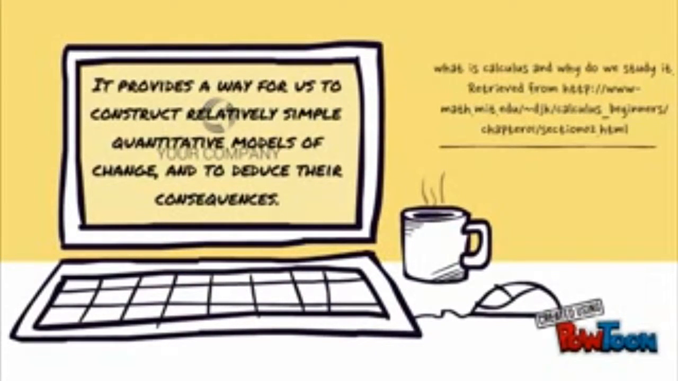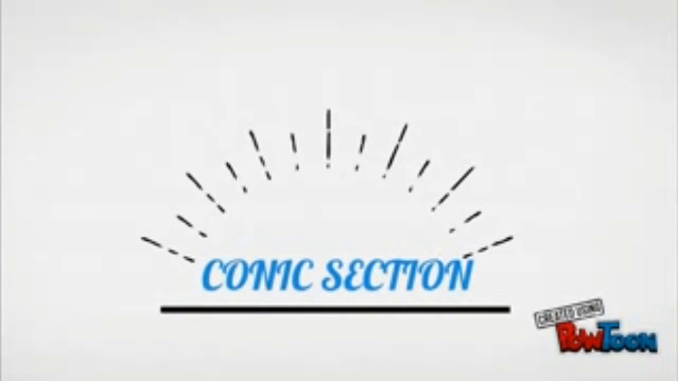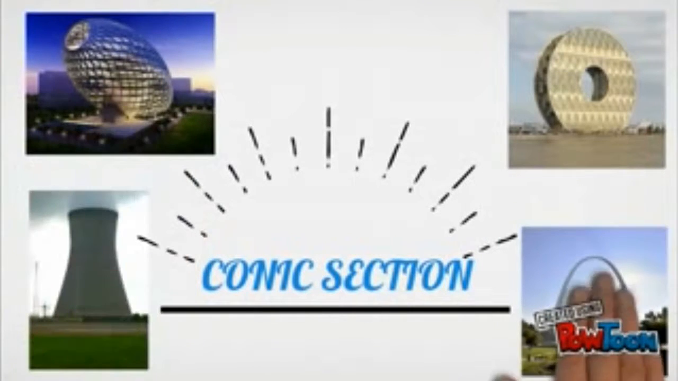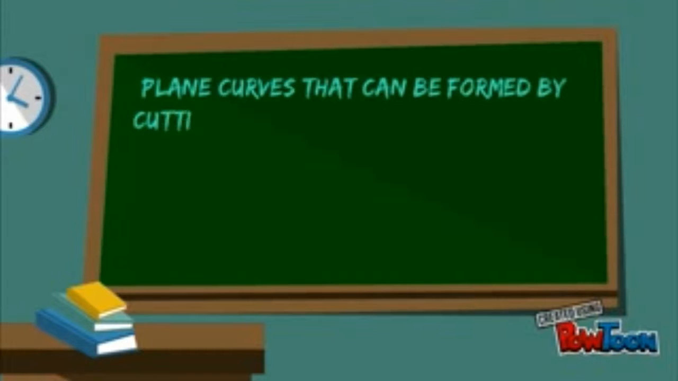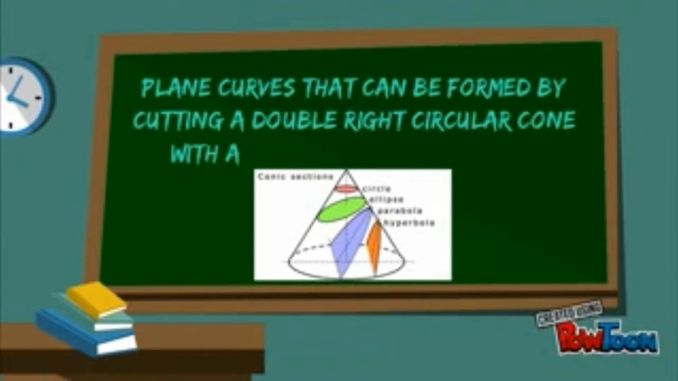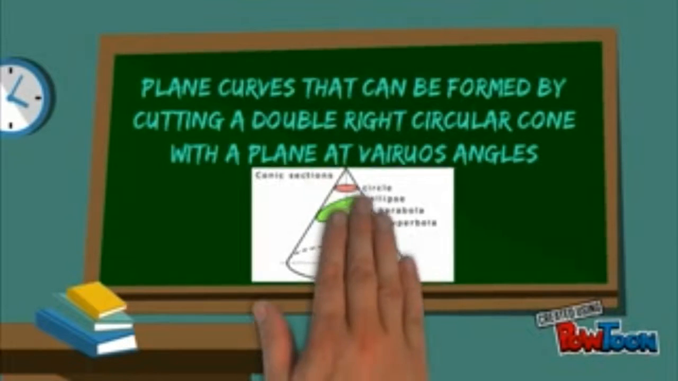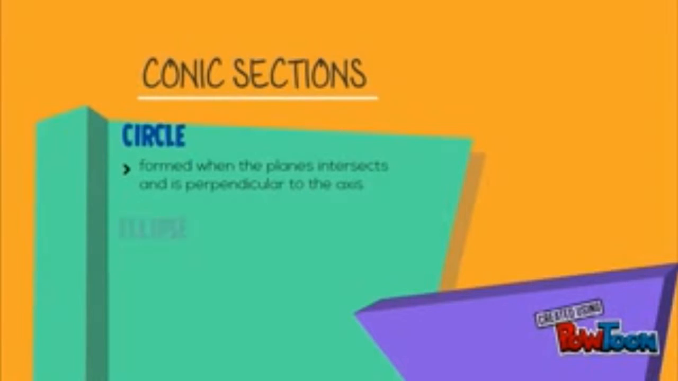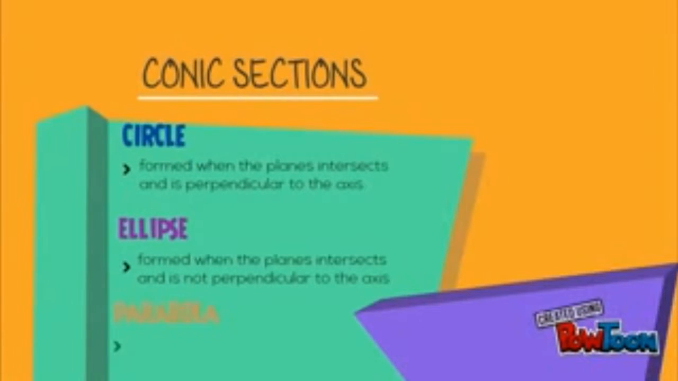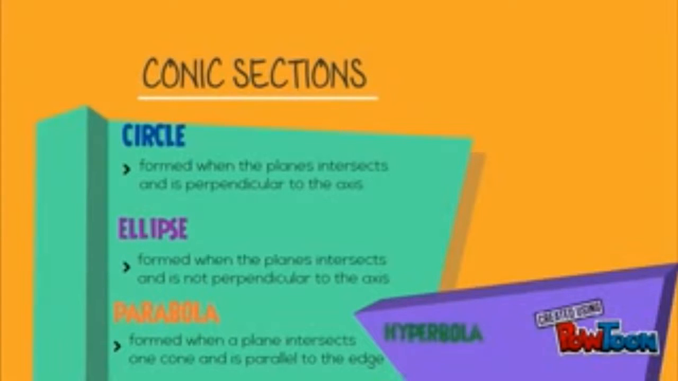So now we're done with calculus, let's now move on to the topic of conic sections. Today I'll tell you what conic sections are and the 4 different types of conic sections. First of all, conic sections are plane curves that can be formed by cutting a double right circular cone with a plane at various angles, as you can see below. Now let's move on to the 4 types of conic sections. The first type is the circle, second is the ellipse, third is the parabola, and lastly is the hyperbola.